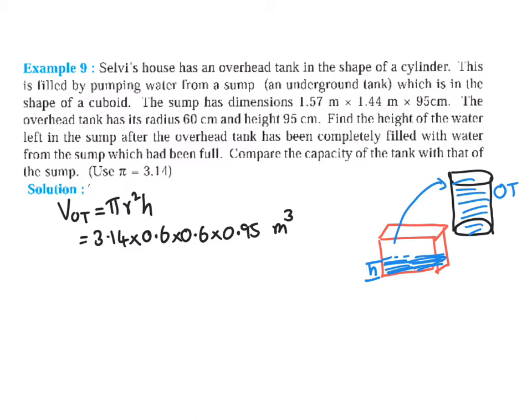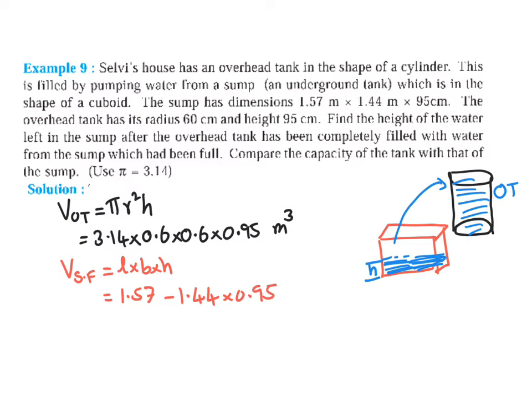Now let's find the volume of the water in the sump when it is full. So the volume of water when the sump is full is nothing but the volume of the cuboid, which is length times breadth times height. And that is 1.57 minus 1.44 times 0.95. You need to be careful with the units given in the question. The 95 centimeter that is given as the height of the cuboid has to be changed to 0.95 meters.